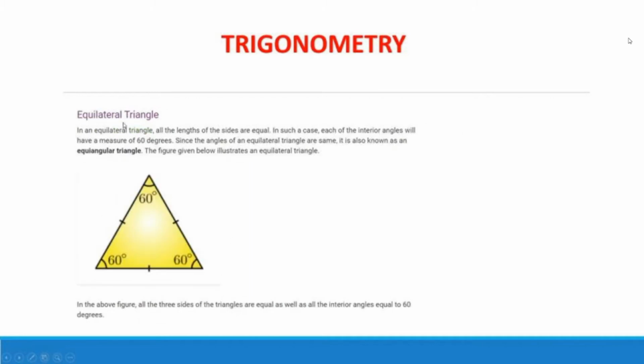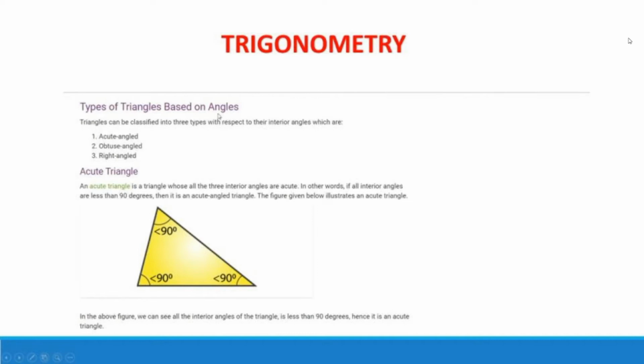And equilateral triangle. In an equilateral triangle, all the lengths of the sides are equal. In such a case, each of the interior angles will have a measure of 60 degrees, since the angles of an equilateral triangle are the same. It is also known as an equiangular triangle. The figure given below illustrates an equilateral triangle. In the above figure, all the three sides of the triangle are equal, as well as all the interior angles equal to 60 degrees. And this is an equilateral triangle.